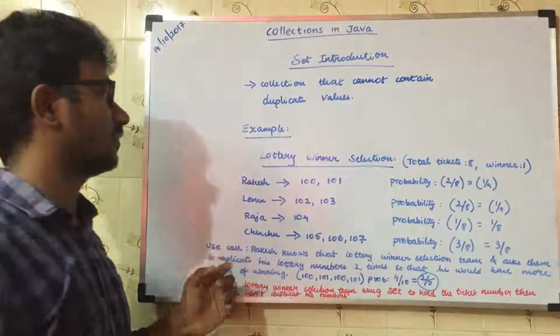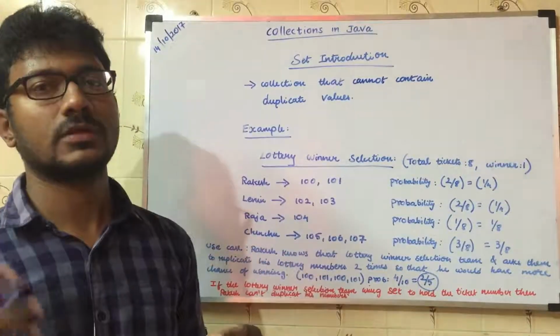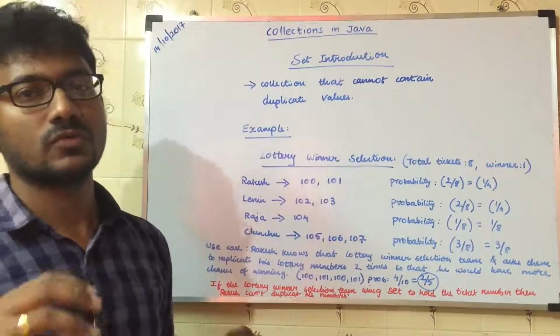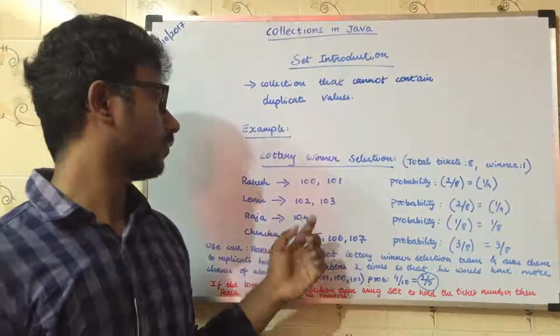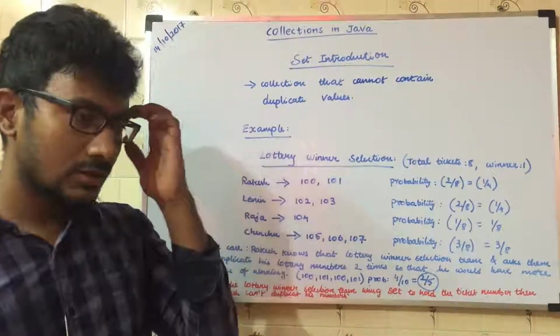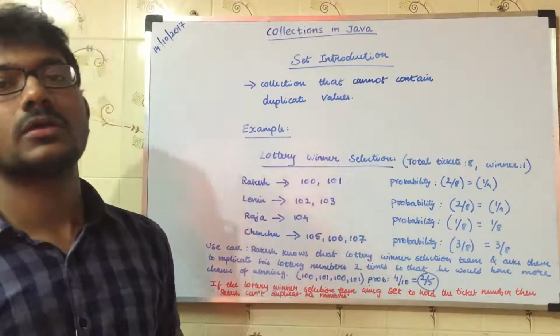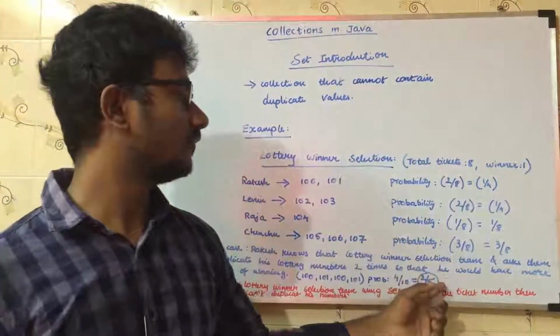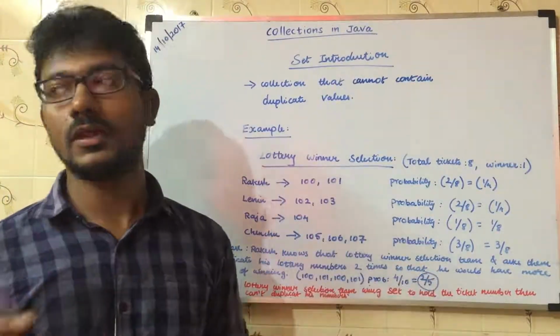Suppose someone very close to the selection team is trying to corrupt them, trying to bribe that team using some money. What he is trying to tell the selection team is to duplicate his values so that his probability of becoming a winner would be higher.